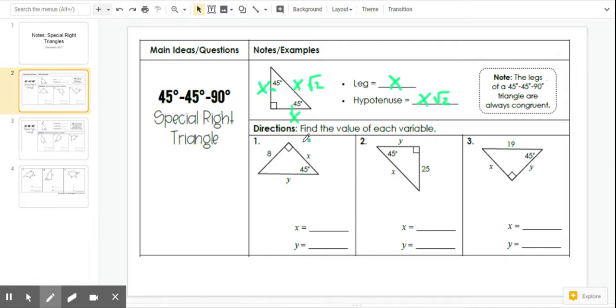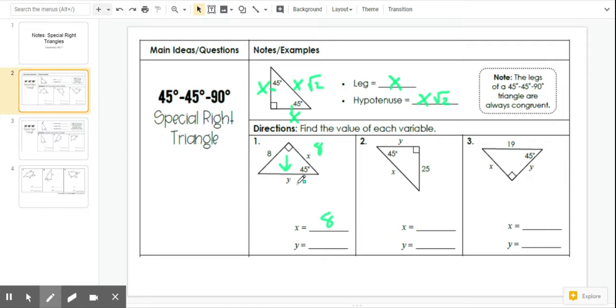So for number one, we need to find x and y. We know one of our legs here. Again, the hypotenuse is always across from the right angle. So 8 is a leg, which means the other leg also has to be 8. That means x is 8. So let's write an 8 here as well.